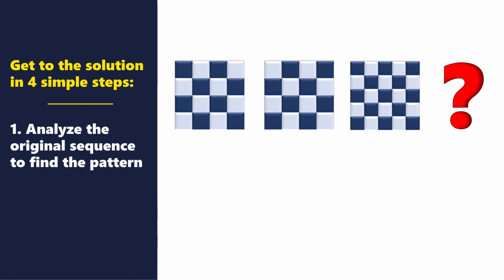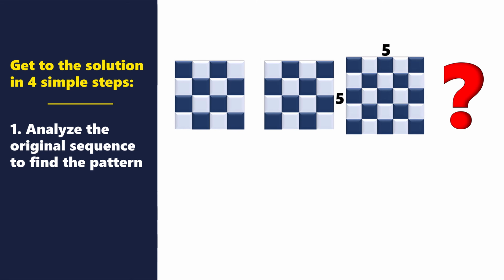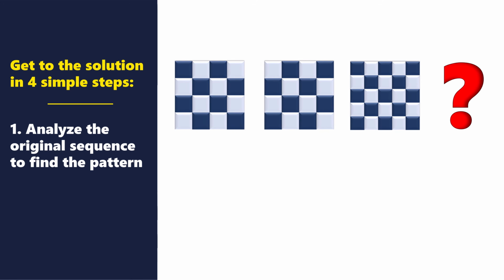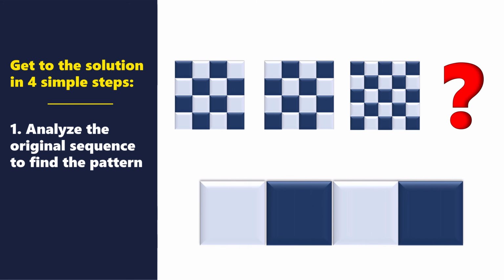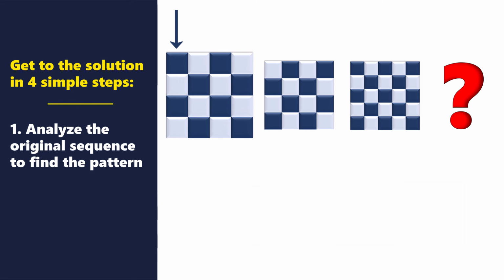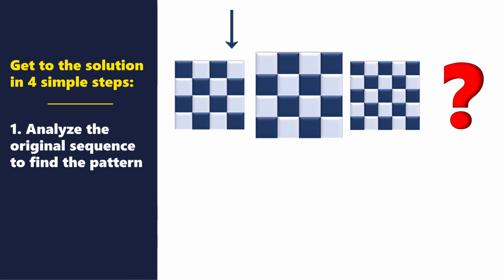Even though all objects are squares, the two squares are 4 by 4, and the third square is 5 by 5. We also can see that all shapes have alternating colors. But you can see that the first shape starts with the darker square in the upper left corner, and the second square starts with the lighter square in the upper left corner.